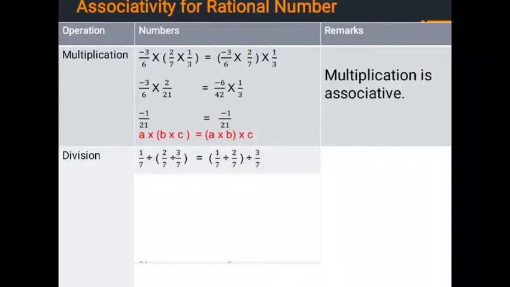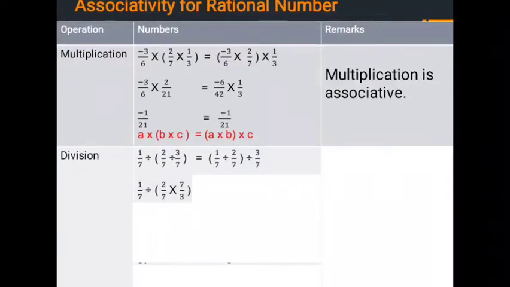Let us now check for division. Is 1 upon 7 divided by (2 upon 7 divided by 3 upon 7) equal to (1 upon 7 divided by 2 upon 7) divided by 3 upon 7? Let's check it out. Division will now become multiplication, and we will have to take the reciprocal. On one side, we will have 1 upon 7 multiplied by the reciprocal of 2 upon 7, which is 7 upon 2, divided by 3 upon 7. In the bracket, 7 and 7 will get cancelled, so we have 2 upon 3 which is remaining.